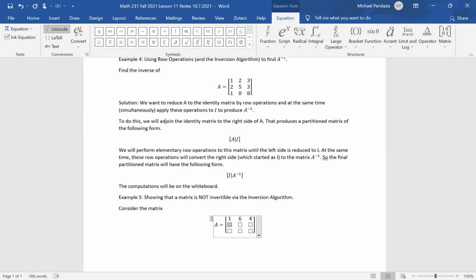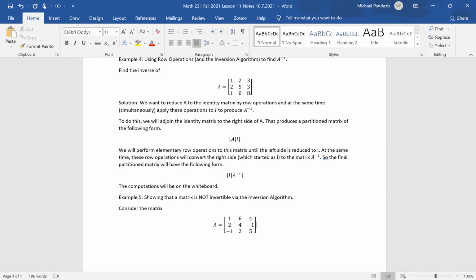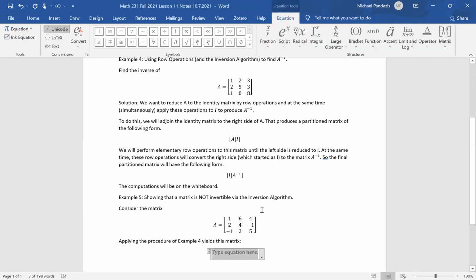Do 1, 6, 4, 2, 4, negative 1, negative 1, 2, 5. So consider that matrix. Okay, so applying the procedure of example 4 yields this matrix.